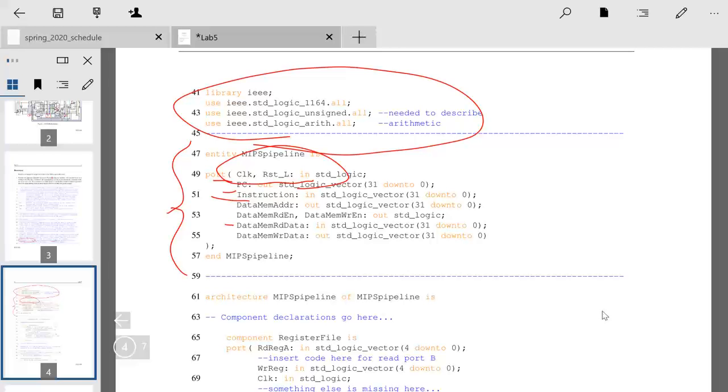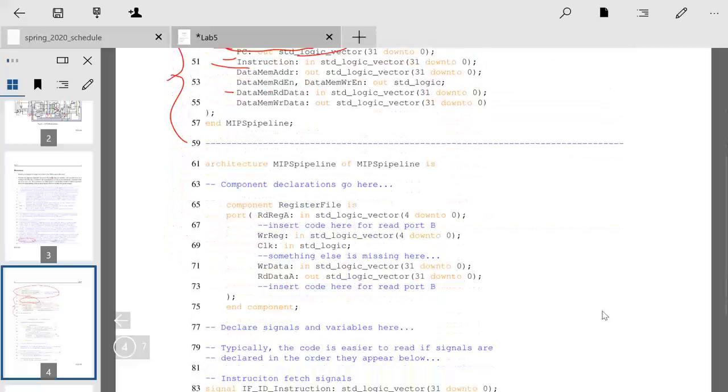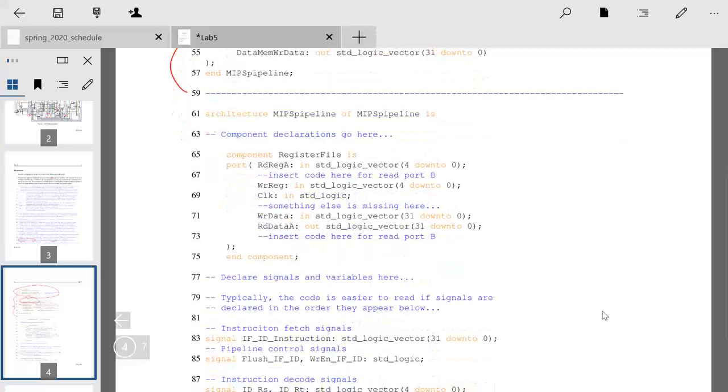Again, if there's anything that I'm saying that's confusing, just post questions to the discussion board. So we have the architecture, and again, I just went ahead and named it the same thing. MIPS of MIPS. MIPS pipeline is our component name, which is this part of line 61, and then the part that I have circled is the name of the architecture, because again, VHDL allows you to have multiple architectures defined for a single component. We're only defining one architecture here.